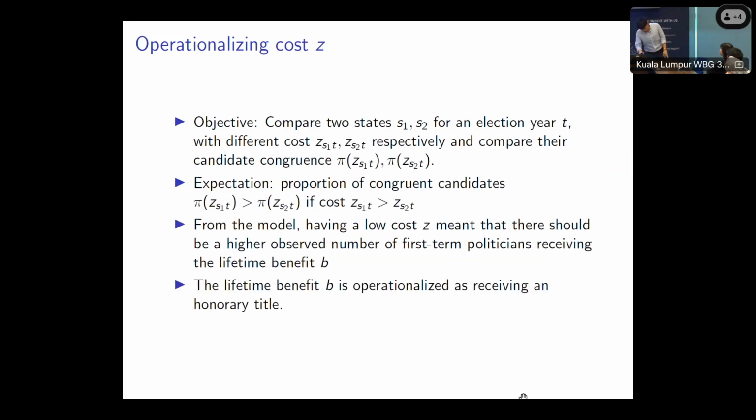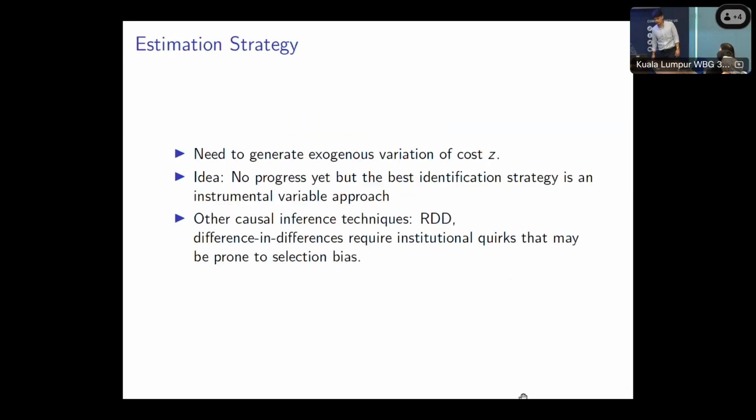The cause Z is a much more difficult operationalization, because what I want to do is compare two states for election year T with different costs, ZS1 and ZS2, and compare the candidate congruence. The expectation here is that the pool is better if the cost is larger. And from the model, having a low cost meant that there should be a higher observed number of first-term politicians receiving the lifetime benefit. And the lifetime benefit is operationalized as receiving an honorary title. Okay, so this is the operationalization.